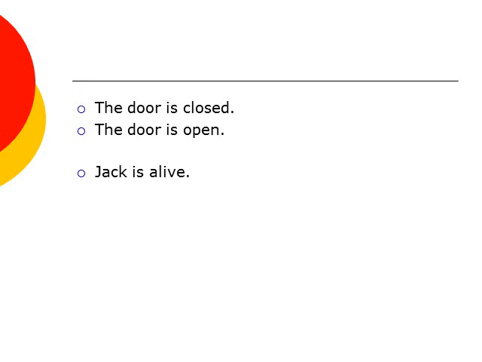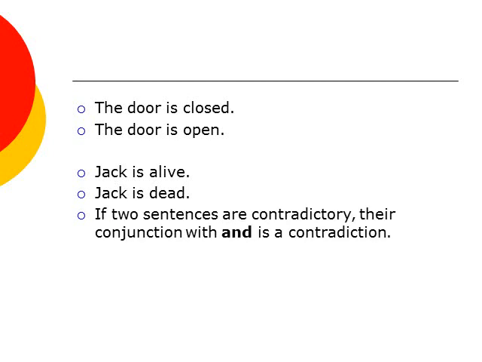Now let's discuss the following sentences. The door is closed. The door is open. Jack is alive. Jack is dead. So my question to you is, do you think it's possible to combine both sentences with a conjunction like "and"? Is it possible to say that the door is closed and the door is open? Or that Jack is alive and Jack is dead? Of course not. If two sentences are contradictory, their conjunction with "and" is a contradiction. Again, we cannot say that Jack is alive and Jack is dead.